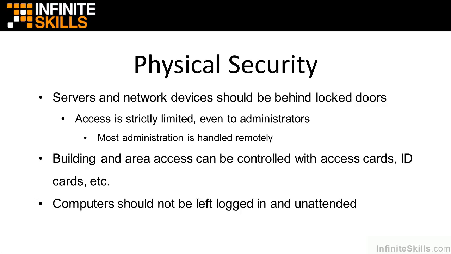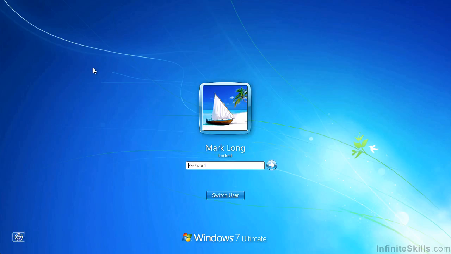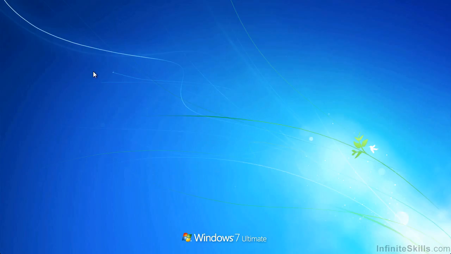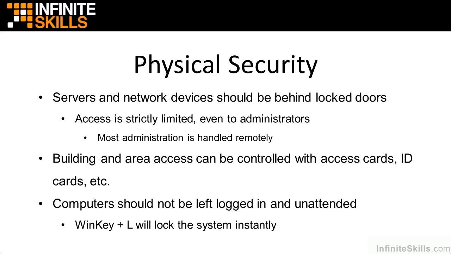Computers should never be left logged in and unattended. The Win key plus L will lock the system instantly. Hold down the Windows key and press the L character. Notice it locked my computer, and I'll have to log back in to get back to where I was. So anytime you're leaving your desk, you're leaving your computer unattended, the Win+L key, capital L, will instantly lock the system, and you'll have to use a password. This works, by the way, in all versions of Windows.